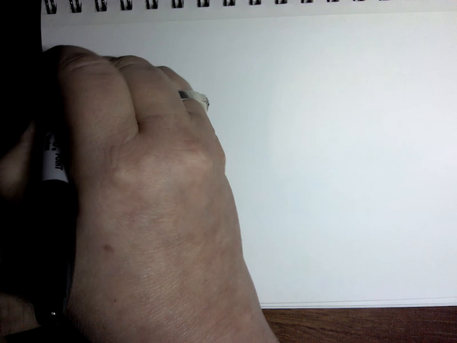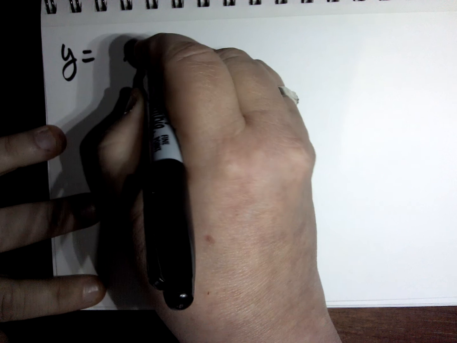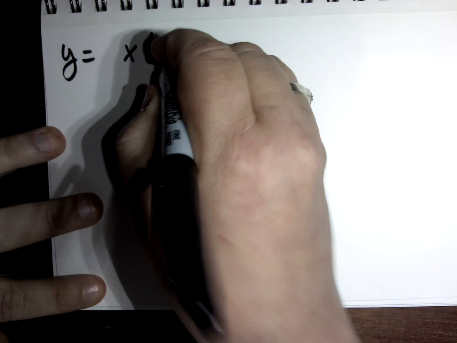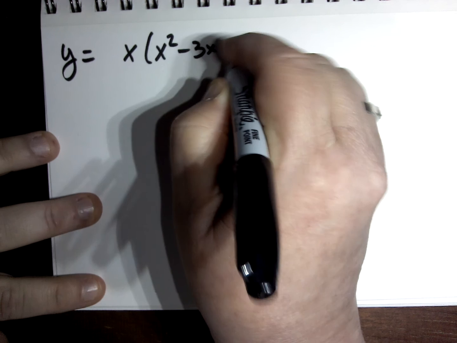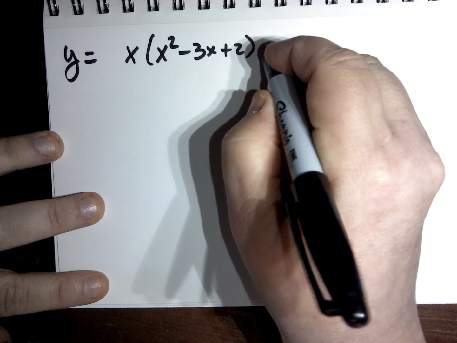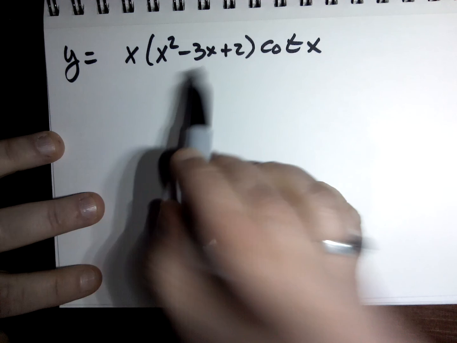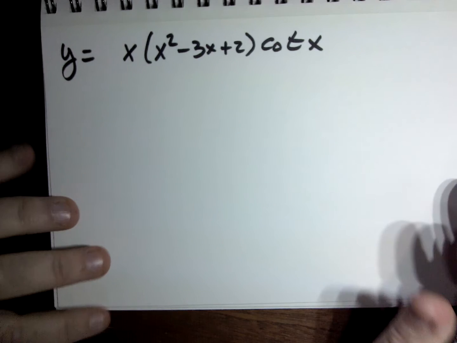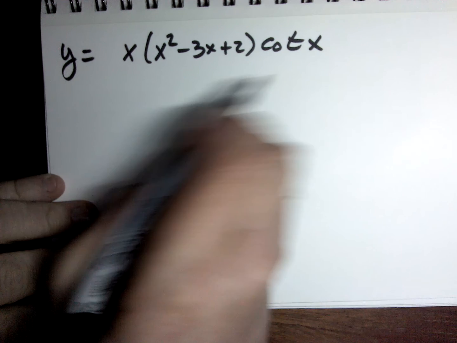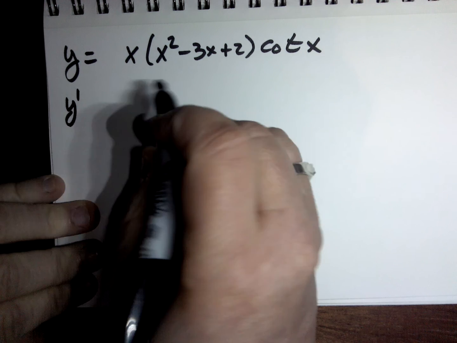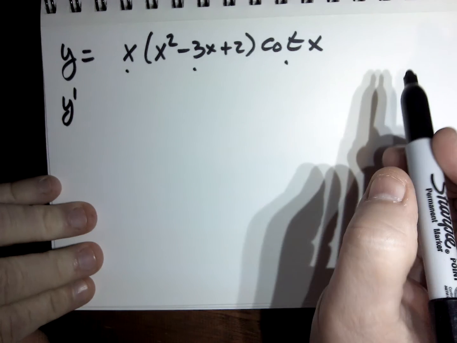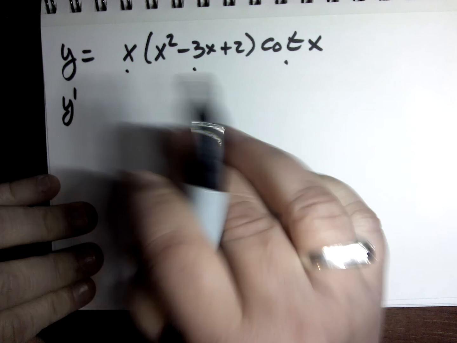Suppose I have y equals x times x squared minus 3x plus 2 times cotangent of x. And don't be a smarty pants and say I can just run that x through. Let me do my example. Be good to me. Okay, so y prime. I've got 3 terms here multiplied together, so I'm going to have 3 clusters.